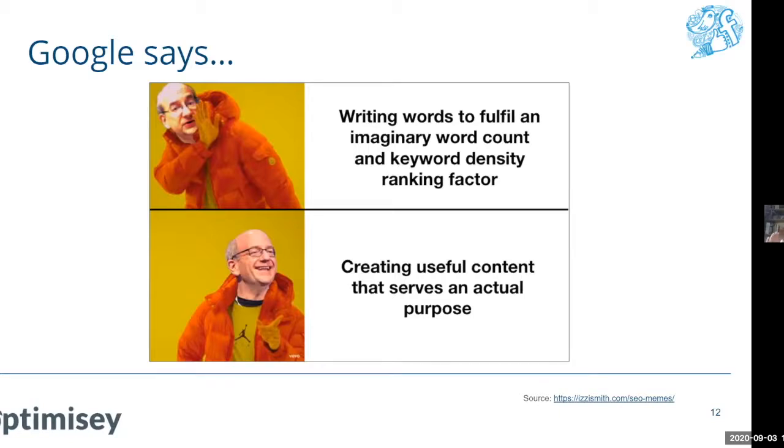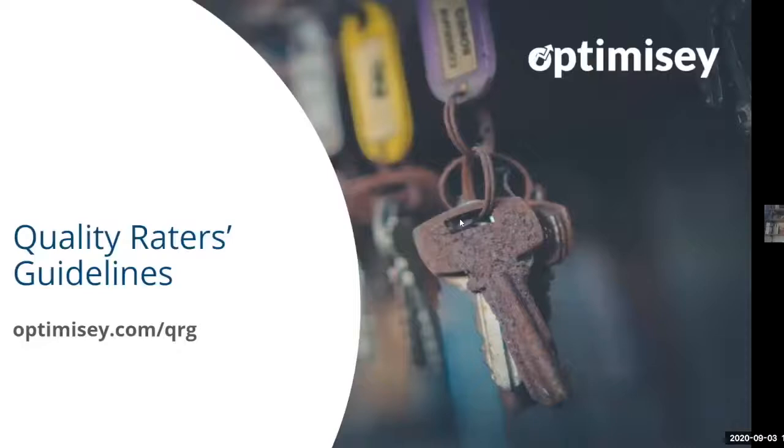I don't want 500 words on the time in Toronto. I want 3 or 4 digits that say it's 9 a.m. in Toronto. That's it. So think about what your users want. Create useful content that serves an actual purpose, not just bloat your word count because the SEO guy said that you probably should. Not good. So how do you know what is good content?